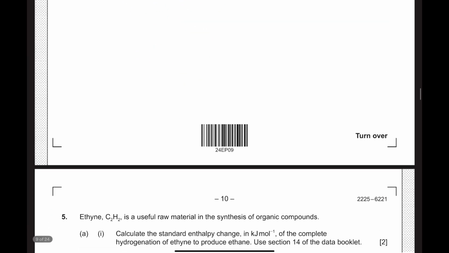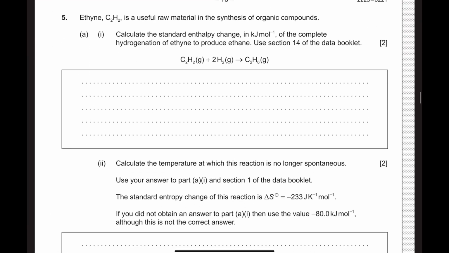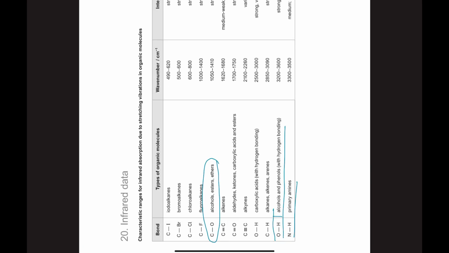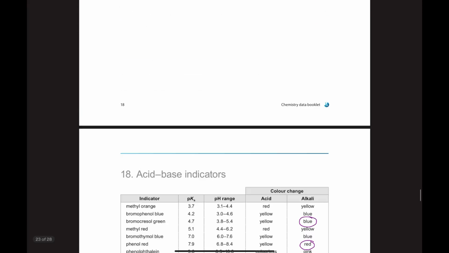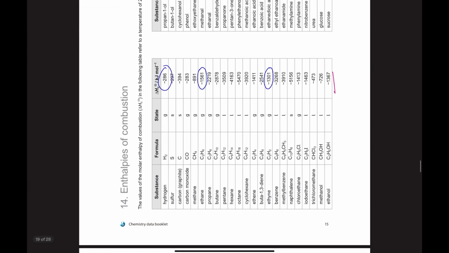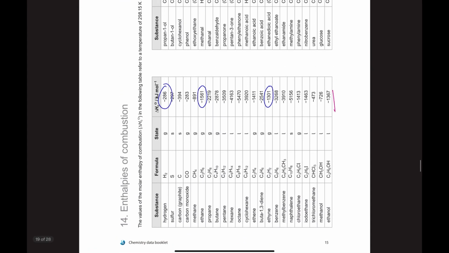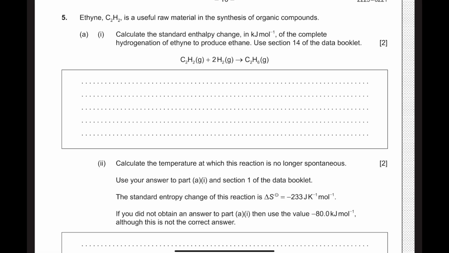Now moving on to the next question, ethyne, C2H2, is a useful raw material in the synthesis of organic compounds. To calculate the standard enthalpy change in kilojoules of complete hydrogenation of ethyne to produce ethane, we have to use section 14 of the data booklet. So section 14 is probably the enthalpy of combustion. The enthalpy of the reaction will be the sum of enthalpy of combustion of reactants minus the sum of enthalpy of combustion of products.